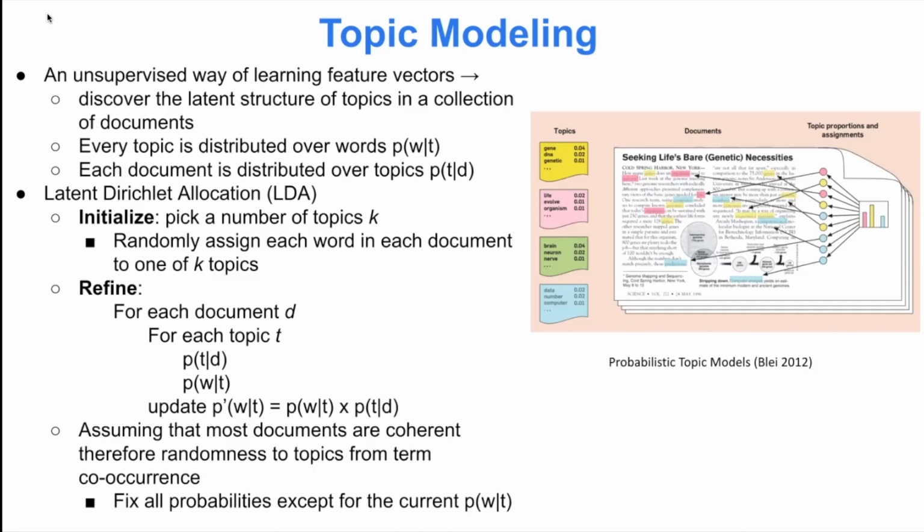And as we update that probability, we're going to go from randomness to topics from term co-occurrence. And this is assuming that the documents are coherent in their topics. So this is one way of topic modeling. And then to assign meaning to those topics that you find, you can see what terms are most common in those topics, like in the figure here on the right, where we have gene, DNA, genetic in one of the topics, and brain, neuron, nerve. So we can assign those topics broader category names, or just use those commonly occurring words to define them.